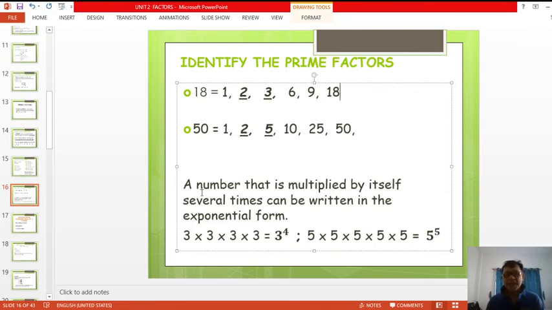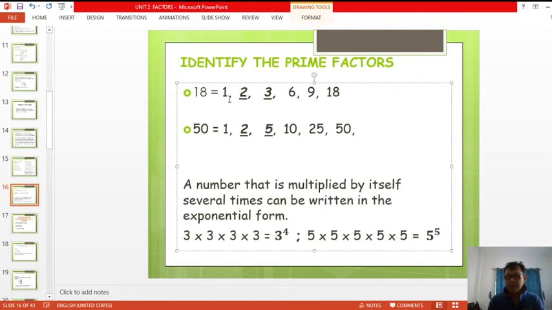Okay, how about 50? So for 50, there's also only 2 prime numbers here. We have 2 and 5. Then you might be asking, teacher, how did you do it? Okay, simply as this. Remember, I taught you how to find the factors of a number. You use that in our part 1 or unit 2A video. In our part 1, this is explained how to find the factors. So you list down all the factors first, and then you identify the prime numbers.